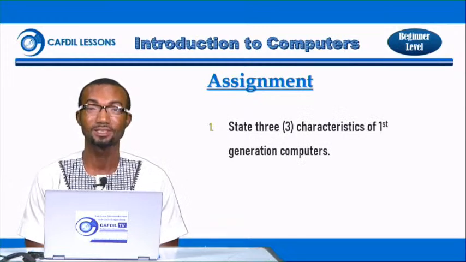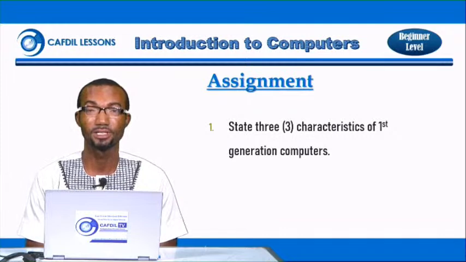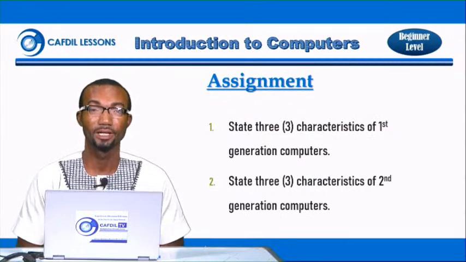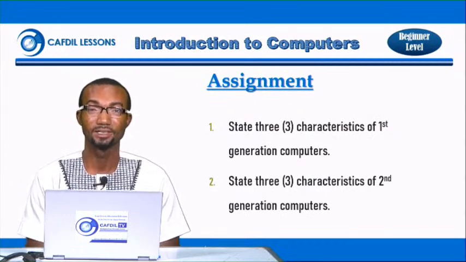1. State 3 characteristics of first generation computers. We looked at about 9 of them. That is the features. So you state 3. And then 2, you also state 3 characteristics of second generation computers. So 1, you are stating 3 characteristics of first generation computers, and then 2, you are stating 3 characteristics of second generation computers.